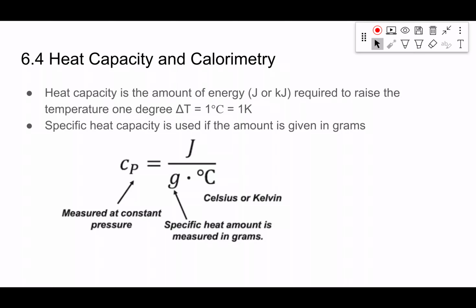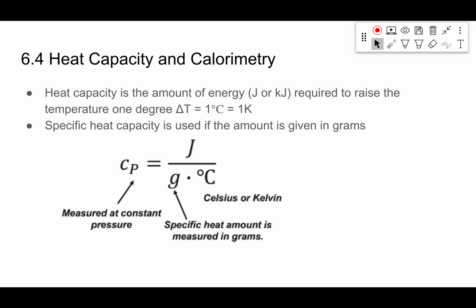Today's lesson is going to be over heat capacity and calorimetry. This is one of the more complicated topics that we cover in AP Chemistry, and this is often going to be a calculation that you see as an FRQ on the AP exam in May.